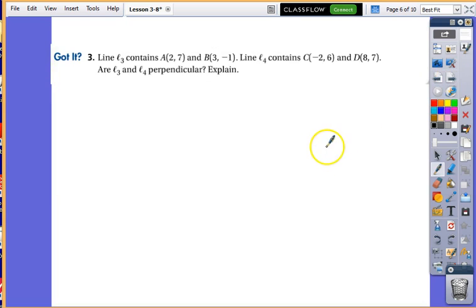All right, so what I want you to do now is pause this video, and decide if these two lines are perpendicular and show your reasoning by showing your work.